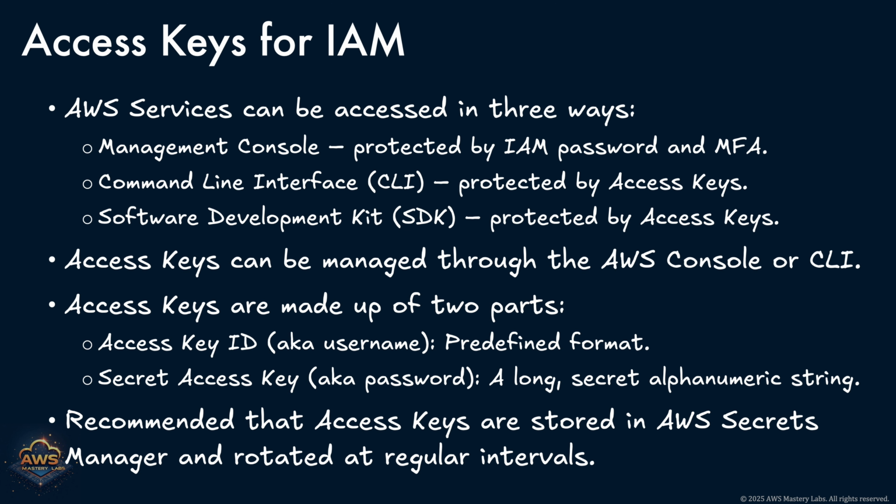You can create, deactivate, or delete these keys through the AWS console or CLI, and it's critical to handle them securely. Best practices include storing access keys in AWS Secrets Manager or other secure credential stores, rotating keys regularly to minimize risk in case of exposure, and avoiding hard-coding them in scripts or committing them to source control, a common and dangerous mistake. Ultimately, access keys provide the bridge for automation and application-level access to AWS, but they must be managed with care to keep the environment secure.